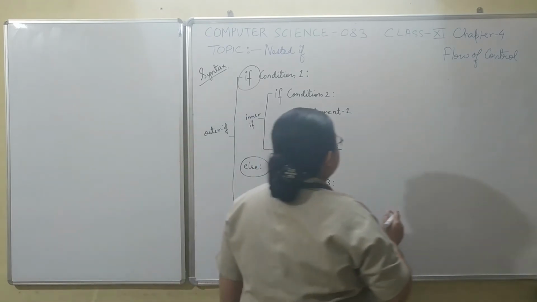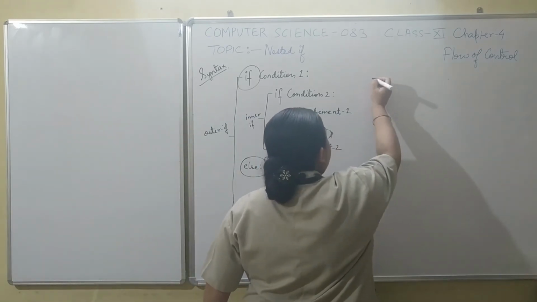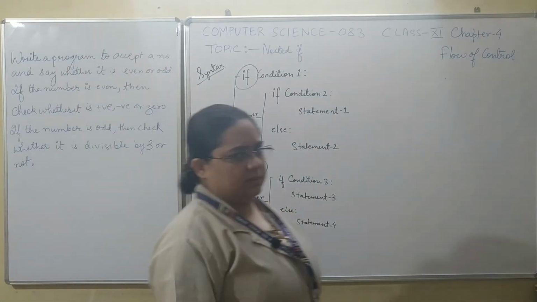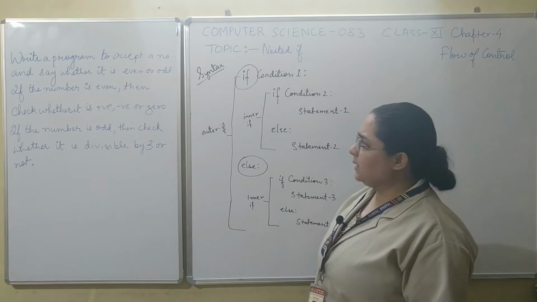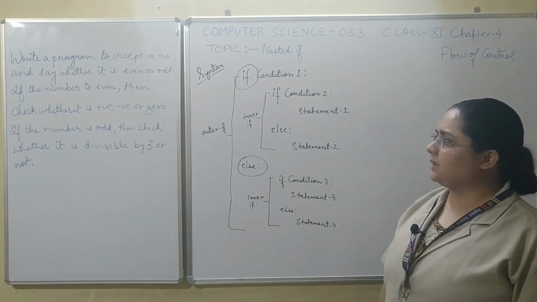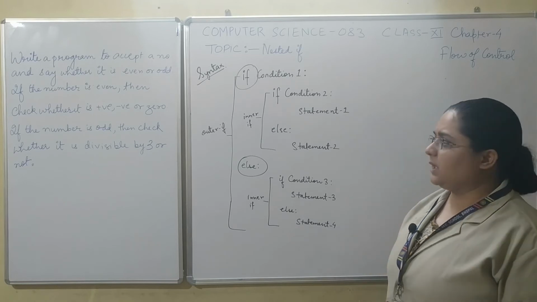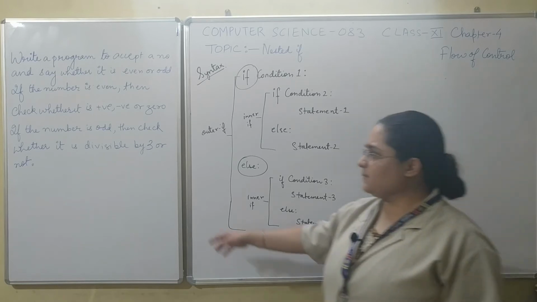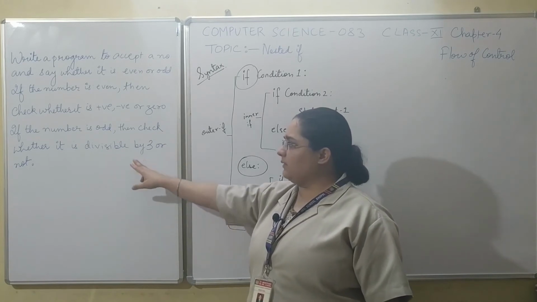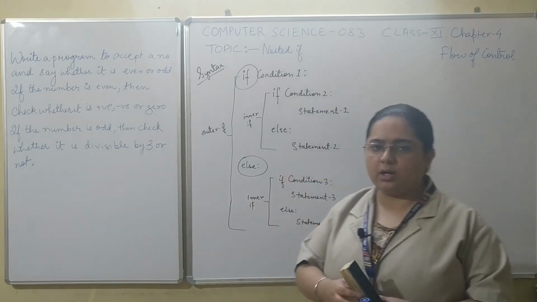Let me give you some example. So we will be writing a program. So here is the question. Write a program to accept a number and say whether it is even or odd. If the number is even, then check whether it is positive, negative, or 0. And if the number is odd, then check whether it is divisible by 3 or not.